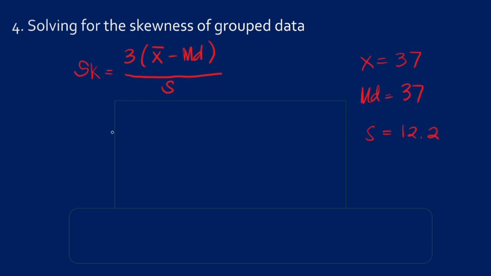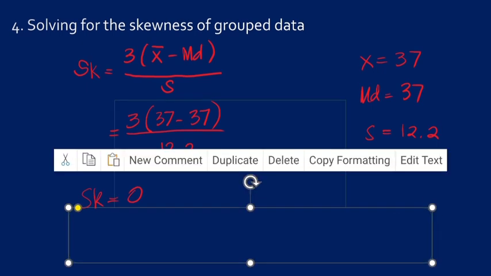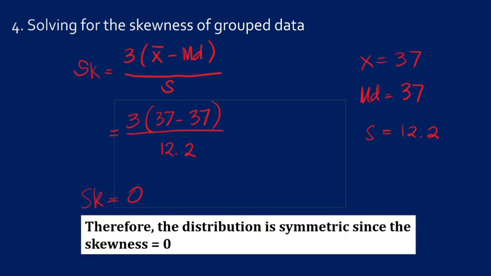So substituting in the equation here, we will have 3 times the mean of 37 minus the median of 37, divided by our standard deviation of 12.2, giving us an SK equal to 0. Now, to answer the question of whether the data is symmetric or not, since SK is equal to 0, we have that the distribution is symmetric.